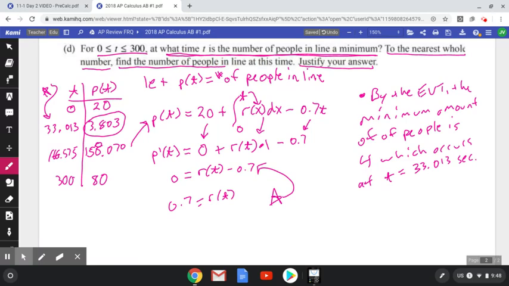So you have 2 answers. One answer is the number of people is 4, rounded correctly. And then the other answer has to be this piece right here, when that occurs, right? We can read that in the prompt for part D. And then the other point is for your justification. So our justification could include the EVT, but it's mostly basically this whole table right here. I mean, this whole thing is basically your justification for this piece.